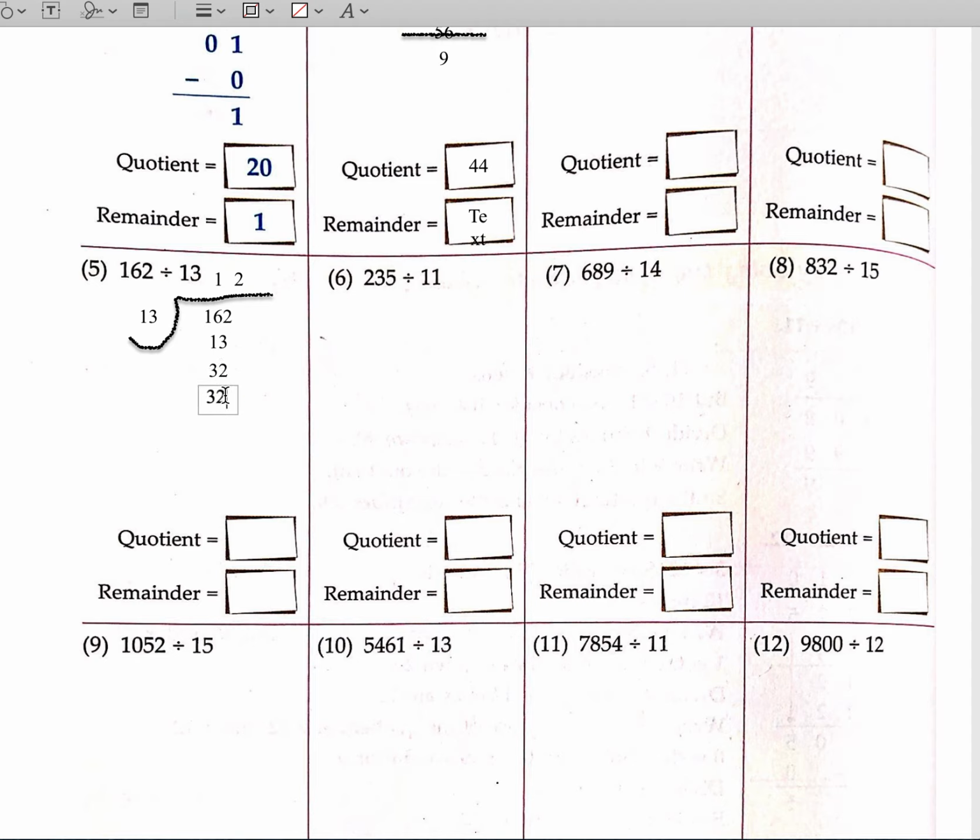So we write 26 over here. Now 32 minus 26 is equal to 6. So we are left with 6, which is our remainder, and 12, which is our quotient. So we'll write 12 over here, and 6 as a remainder.